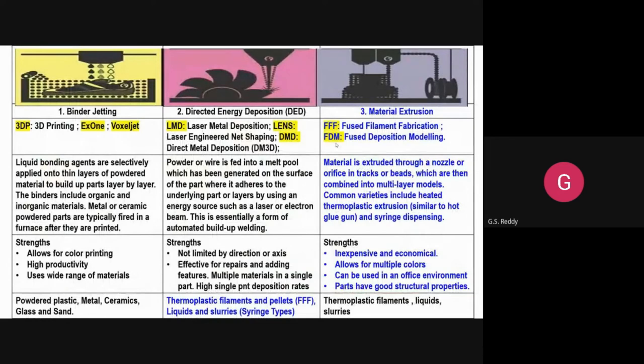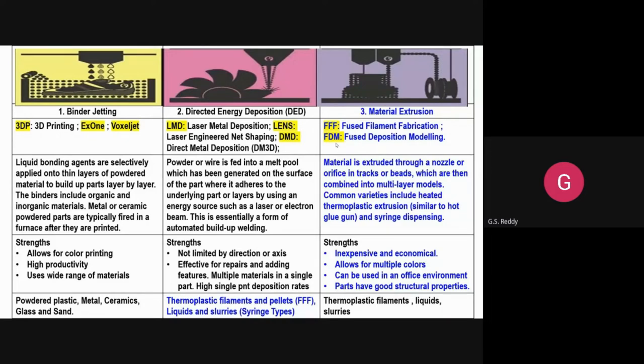So we'll try to look at binder jetting, which has several names like 3D printing, X1, Waxel jet. Here, liquid bonding agents are selectively applied onto thin layers of powdered material to build up parts layer by layer. The binders include organic and inorganic materials. Metal or ceramic powder parts are typically fired in a furnace after they are printed.